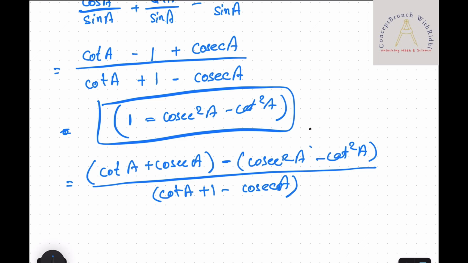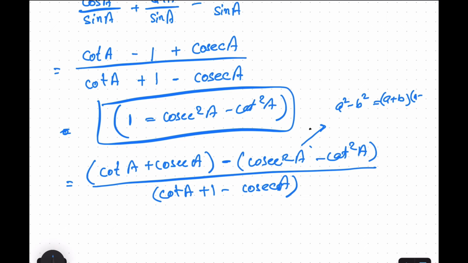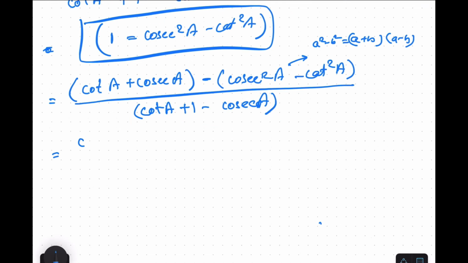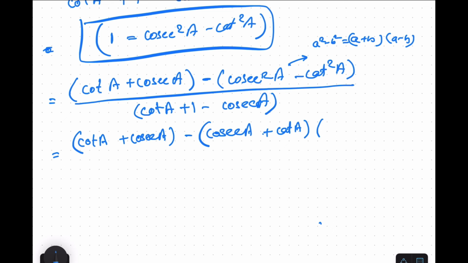Okay. Now again, if you can see, this is a square minus b square. So in the place of this, we can write (a plus b) times (a minus b). So cot a plus cosecant a, times cosecant a minus cot a.